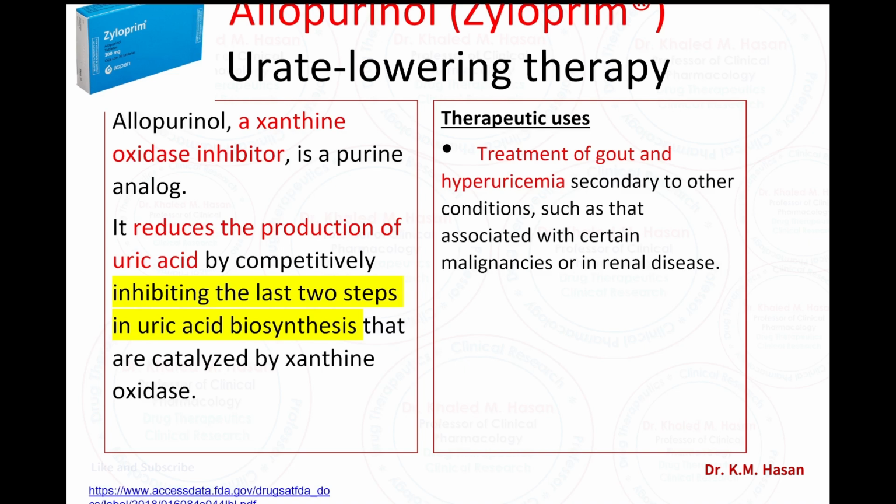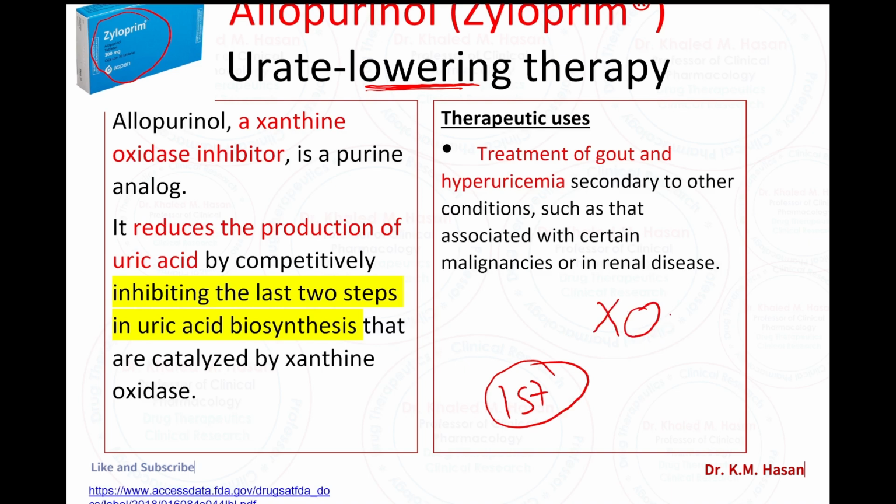Regarding pharmacological treatment, the first line treatment for gout will be allopurinol, zyloprim, and zyloprim is like this allopurinol tablet. You can see it here. This medication lowers urate, lowering the uric acid. How does this medication work?